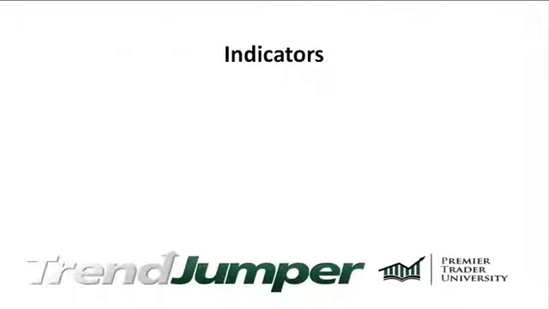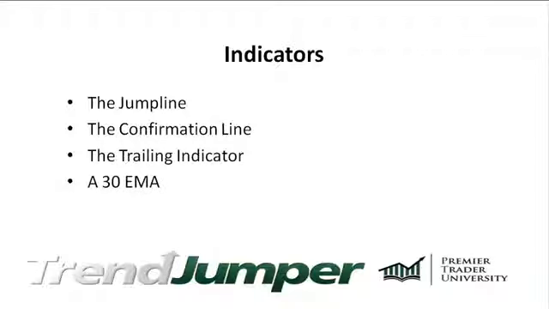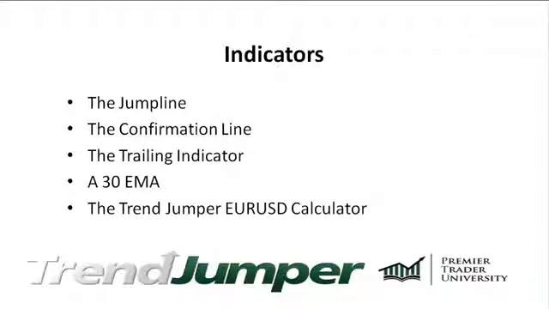The indicators that we'll be using consist of the jump line, the confirmation line, the trailing indicator, a 30 exponential moving average, and the actual Trend Jumper calculator, which has been tuned up to trade this specific trade plan for the Euro-US end of day using daily charts. This is what does all the heavy lifting for us. The calculator is actually going to mark all the trades on the chart.